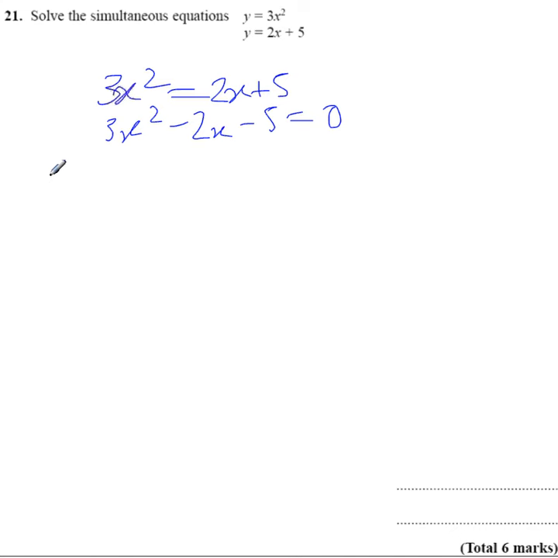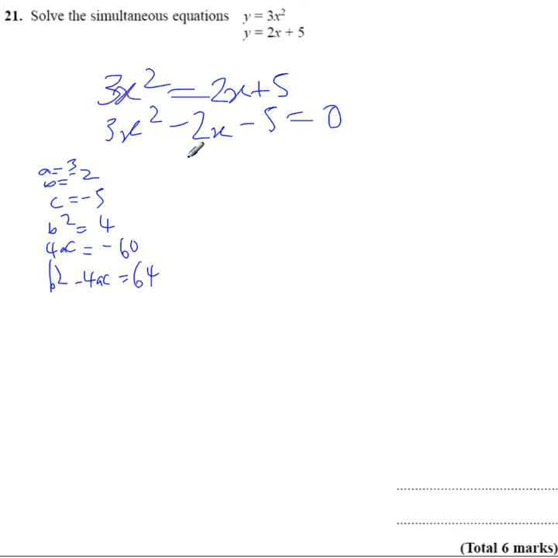go for the formula. We've got a is 3, b is, sorry, negative 2, c is negative 5. B squared, what's negative 2 squared? It's not negative 4, it's 4. 4ac is 3 times negative 5, which is negative 15 times 4 is negative 60, which makes b squared minus 4ac. Oh, this would have factorized. 4, take away negative 60, so 64.